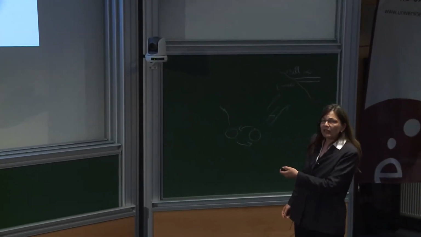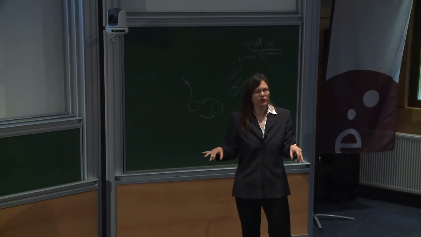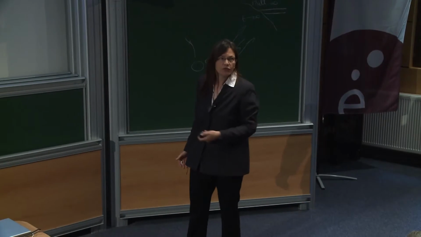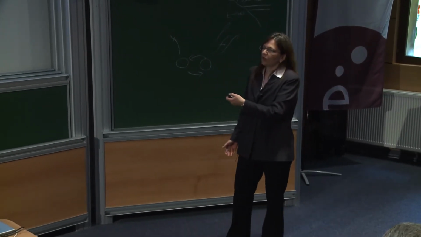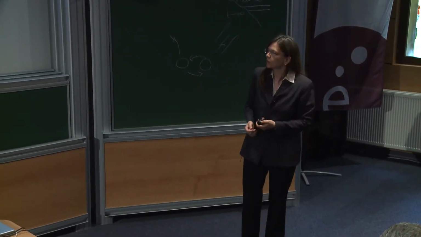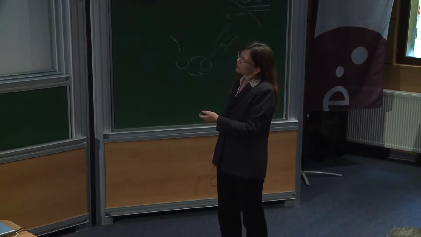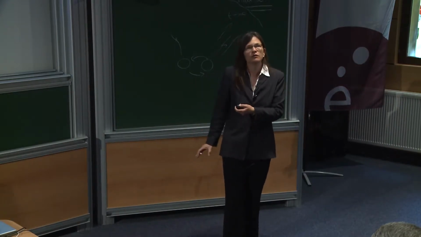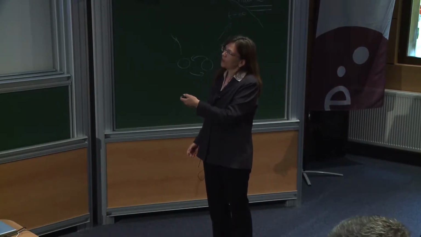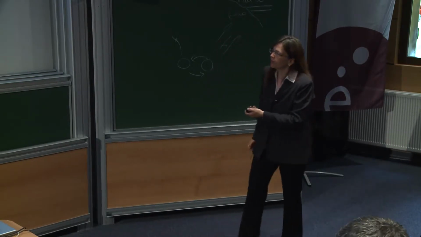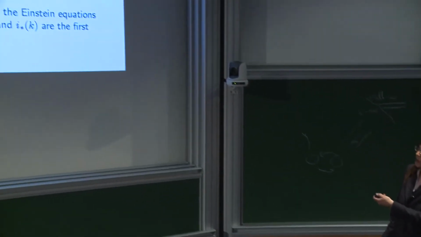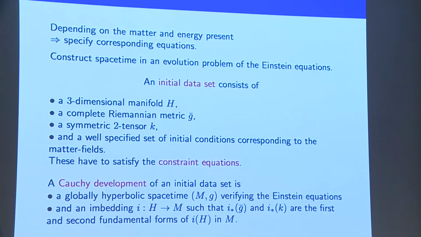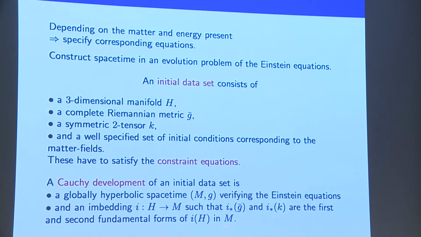Now, the Einstein equations split into two sets of equations. One is the constraint equations, which the initial data has to satisfy. And the other set of equations are the evolution equations, the ones you then solve into the future. So for the constraint equations, you cannot just pick any initial data, but it has to fulfill these constraints, and only then can you think about doing an evolution problem. And then a Cauchy development of such data is given as a globally hyperbolic space-time of this sort, verifying the Einstein equations, and the embedding given as these things.